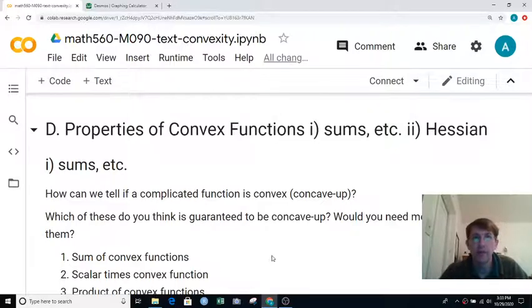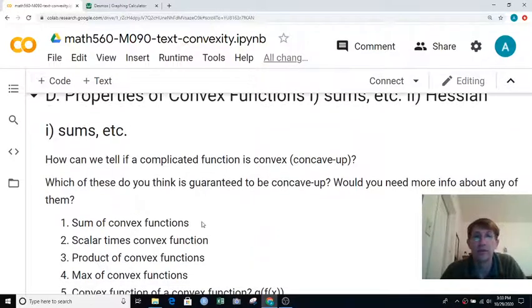Now that we've defined convex functions, let's talk about how we can think of a function being convex based on maybe its components being convex. Maybe we have a complicated function that is a combination of simpler functions, and it'd be nice if we could use basic properties to show that it was convex. So what do you think we could do?